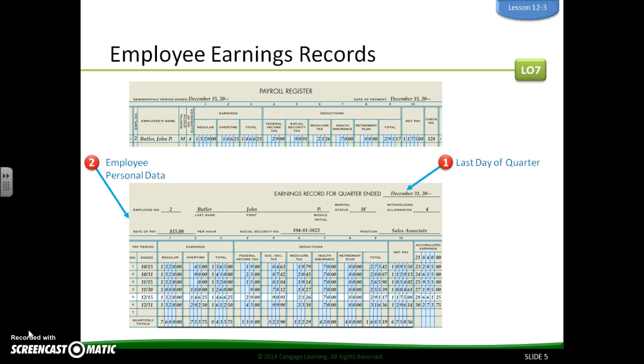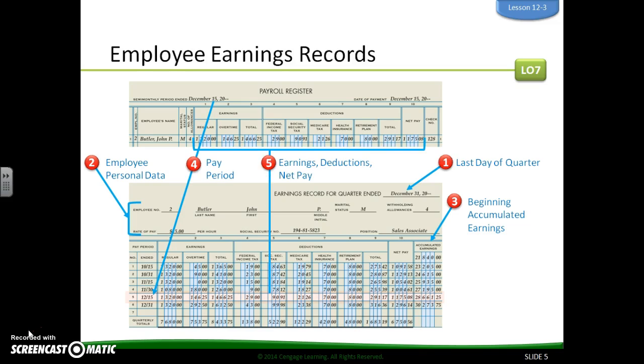Now, the earning record is generated on the last day of the quarter, so the 31st, we have employees' data, we have the accumulated earnings from prior quarters, and you can see that the information from the December 15th pay period matches the information in the payroll register. After the information is posted, the accumulated earnings is then updated for the employee.